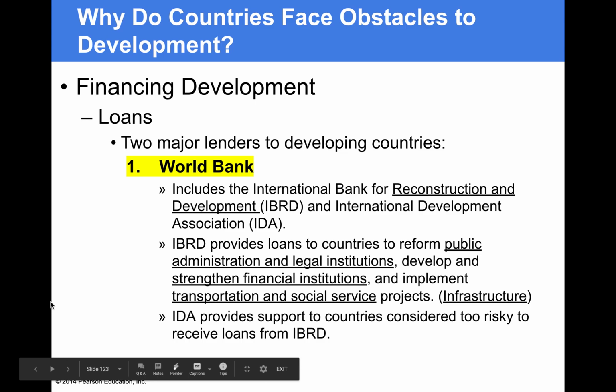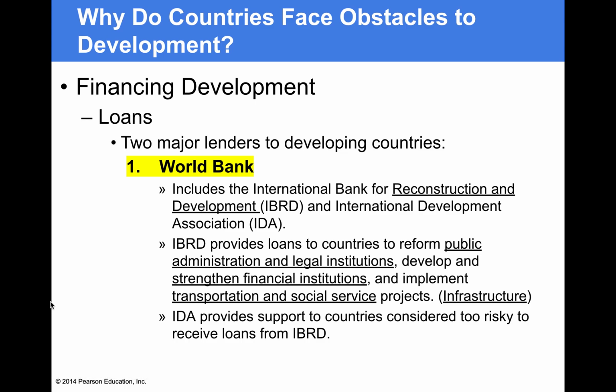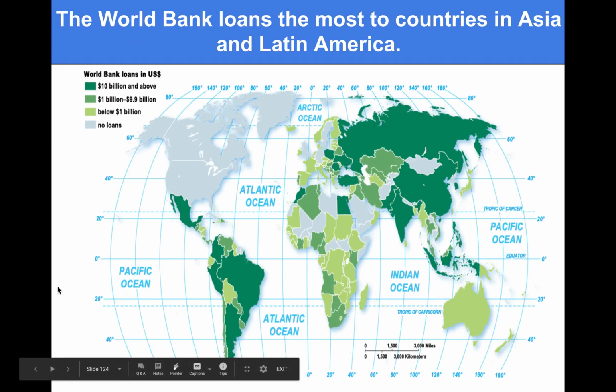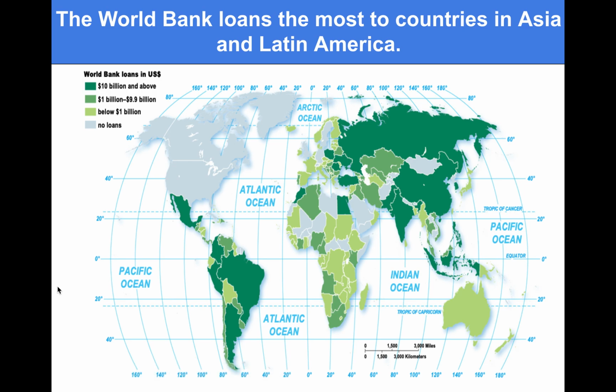The World Bank is another loan. And I talked about the IBRD loans and the IDA. So the IBRD is the public administration of legal institutions to strengthen financial institutions, but they also provide loans for infrastructure. So projects, transportation, buildings, roads, parks, multi-unit complexes, infrastructure for living. So that's the IBRD loan of the World Bank. And then the IDA just provides loans to too risky areas of the world. Here we look at the World Bank loans mostly in Asia and Latin America.